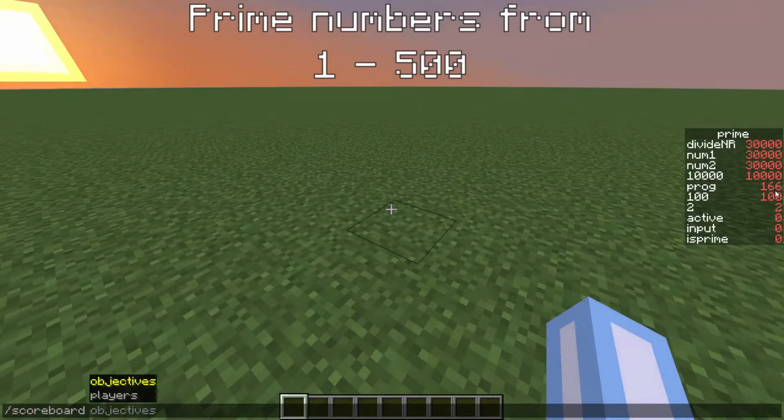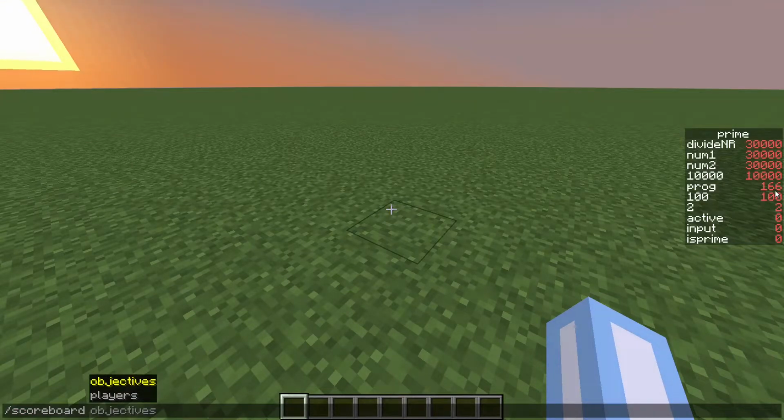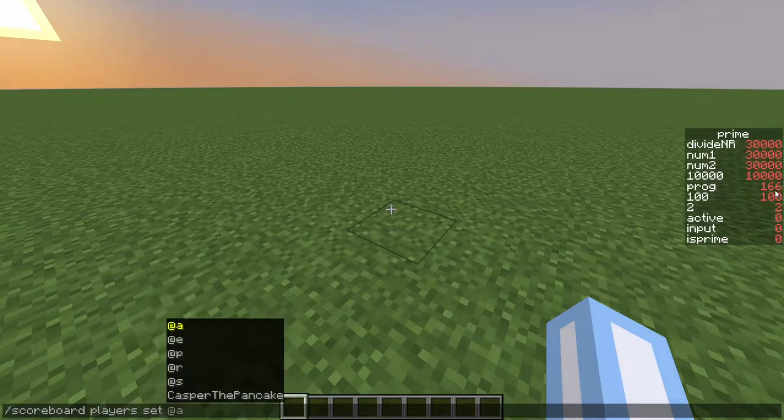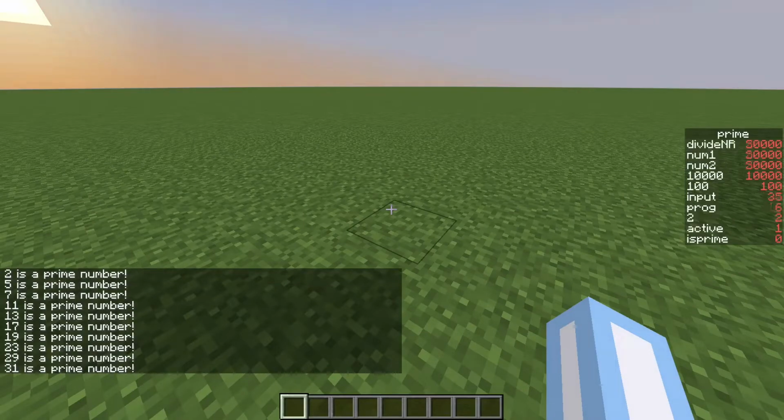I'll make it generate a list of prime numbers right now from 1 to 500, and it'll do one number every tick, which means 500 ticks, and there's 20 ticks in a second, so 500 divided by 20, that's about 25 seconds that it should take. So let's go ahead and activate it right now, and there we go, it just starts generating the prime numbers.